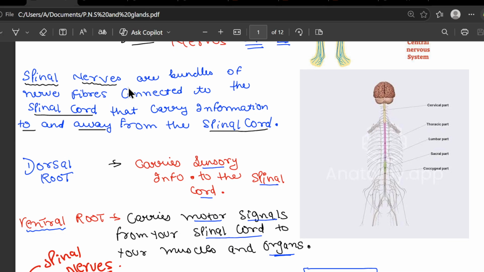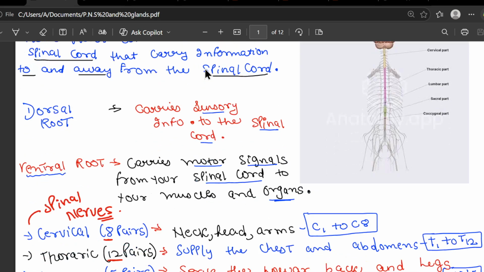Now spinal nerves, what are spinal nerves? As you can see again in the image on the right side, it is a nerve made up of nerve fibers. What are nerve fibers? A lot of nerves, we can say a bundle of nerves, right? And these are connected to the spinal cord, and that is why these are called spinal nerves. Now what do they do? They basically carry information to and from the spinal cord. So it will receive or transmit the information, taking it to the spinal cord or away from the spinal cord. This is something that you have to know.